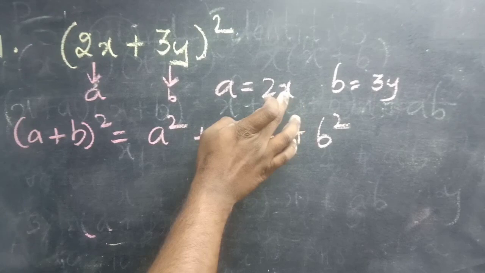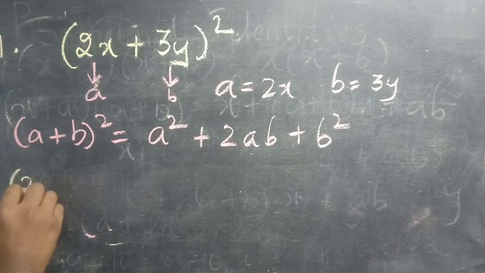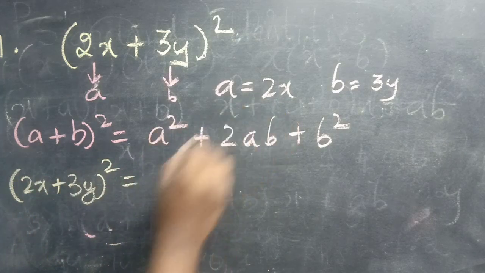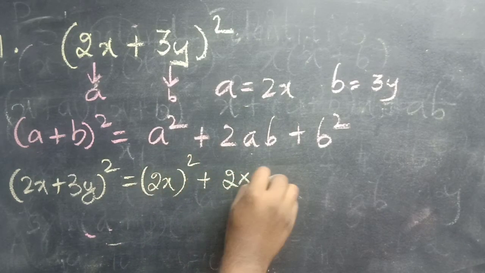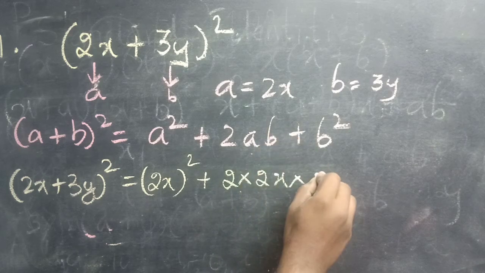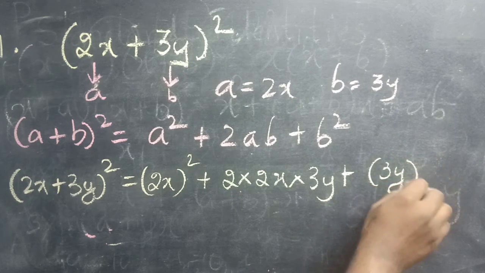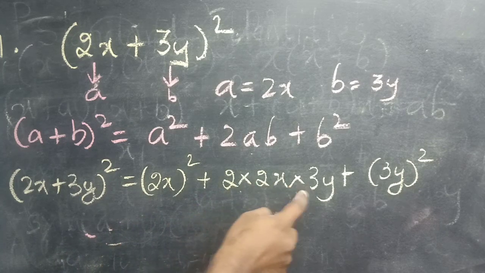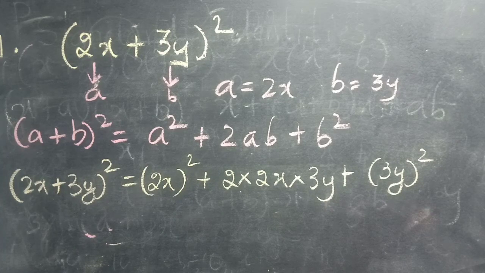Now, substitute the value of a as 2x and b as 3y. We get 2x plus 3y whole square equals, what is a square? 2x whole square, plus 2 times a, which is 2x, into b, which is 3y, plus what is b square? That is 3y whole square. A plus b whole square equals a square plus 2 times ab plus b square. In place of a, I have 2x. In place of b, I have 3y.